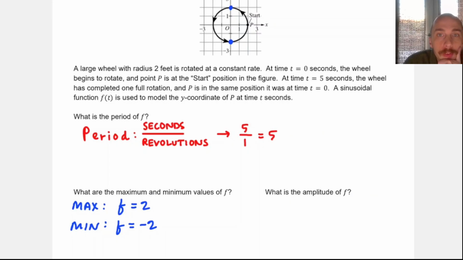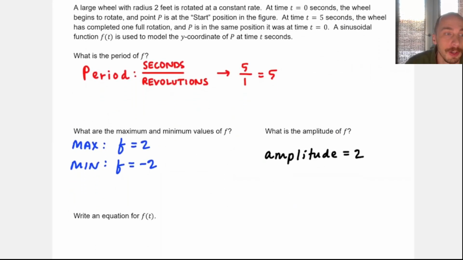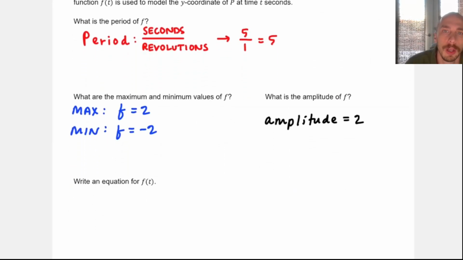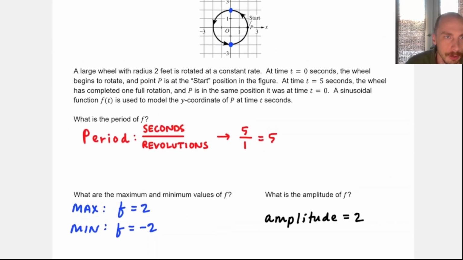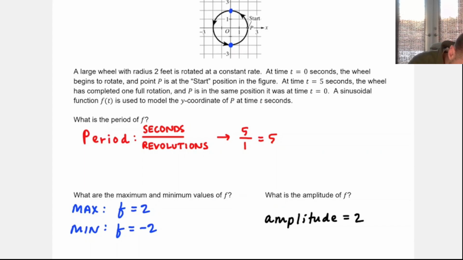What is the amplitude of f? Well, the amplitude is half the distance between the maximum and the minimum. We don't have a graph for this yet, but we've got the maximum and the minimum, the distance is 4, so the amplitude is 2. I guess we can go back to the figure if we need it eventually. Now we need to write an equation for f of t. This thing is starting in the middle, halfway between the extremes. So it's starting at its midline and increasing.